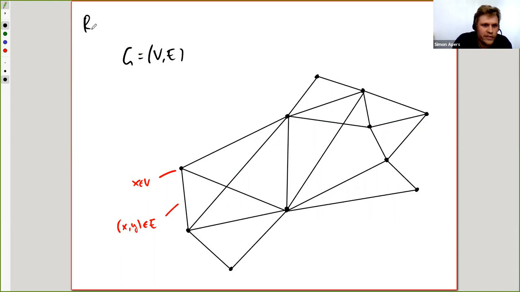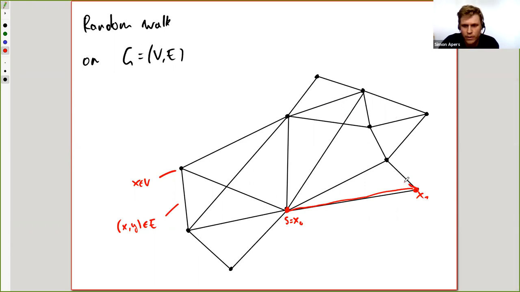Somewhat more specifically, we're going to be interested in what we call random walks. A random walk on a graph G looks somewhat like this. We pick some initial node S, call it X0, the initial state of the Markov chain. Then we pick a uniformly random neighbor, let's say this one, and we move to it, so this becomes X1. We again pick a uniformly random neighbor, could be this one, we get X2, and so on. You get the picture. A random walk has some initial state, and we move to another state, and another, where the states are the nodes of our graph.